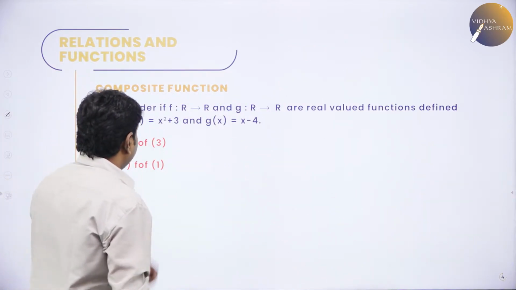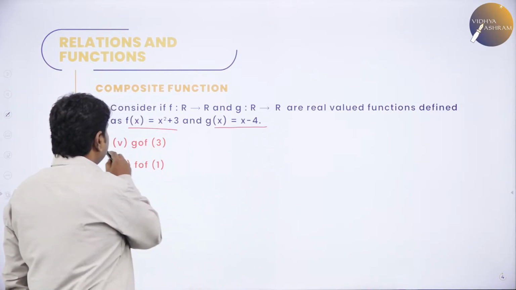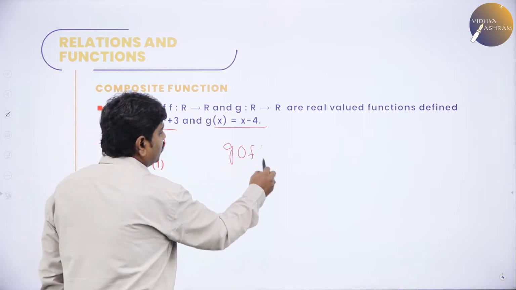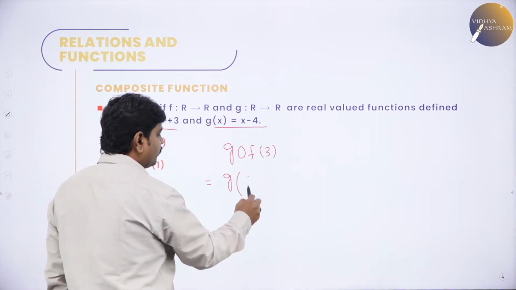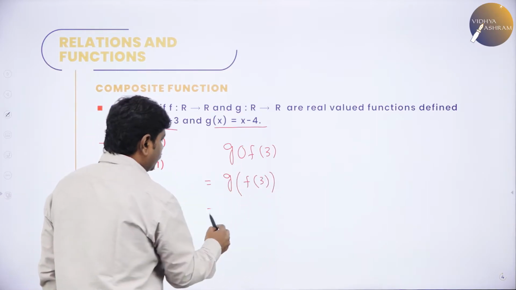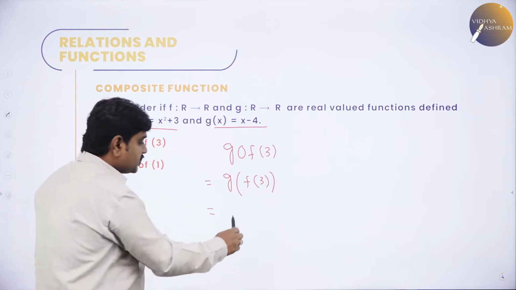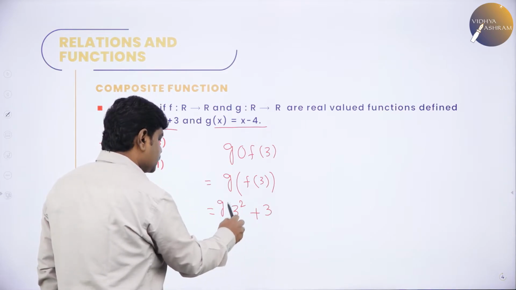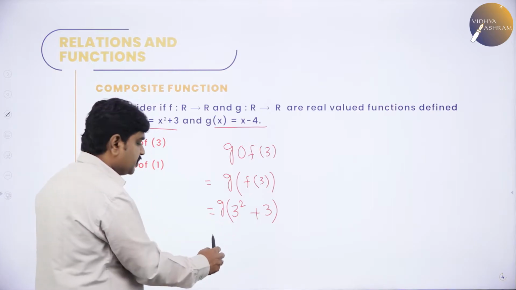Now, f of x is x square plus 3, g of x is x minus 4, and they want GOF 3. So, how to find GOF 3? GOF 3 means g of f of 3. Now, refer f of x. What is f of x? X square plus 3. What is f of 3? 3 square plus 3. So, in the place of f of 3, I am putting 3 square plus 3. Outside we have g. Let it be as it is.